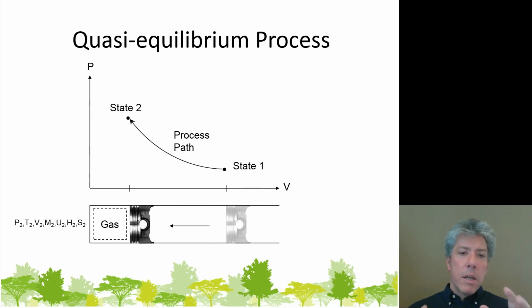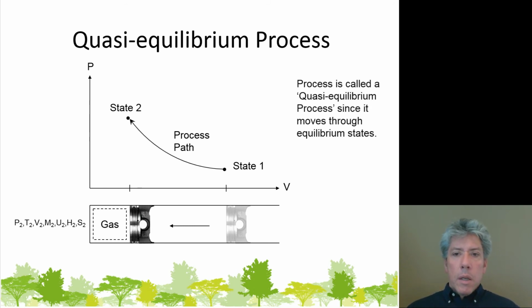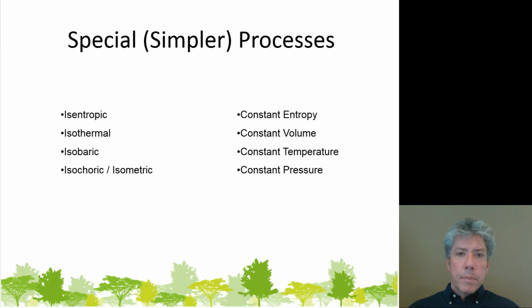But for now, what you really need to know is that we're assuming that the mechanical time constant is very, very long. So the system, the gases, move faster than the bulk machine that we're dealing with. Okay, if that makes any sense, that's really what we're trying to get at here. So it's called a quasi-equilibrium process since the system moves through equilibrium states.